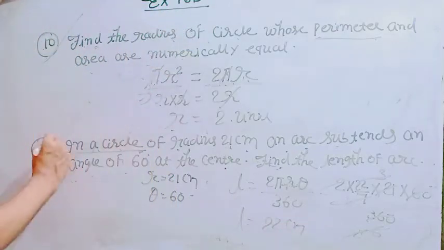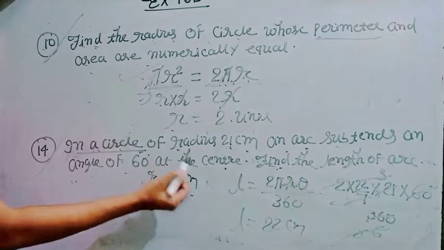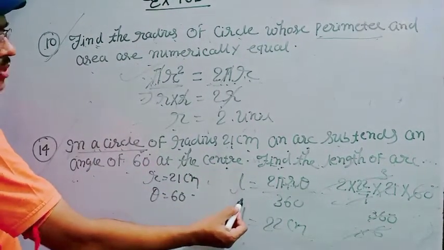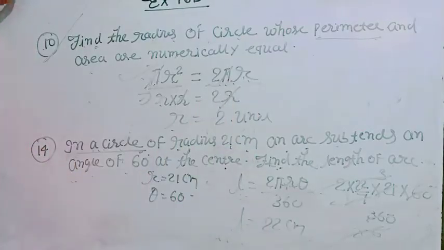So your question is, what is the length of the arc if theta and the radius are given? Then clearly, only use the formula of the length of the arc, that is 2 pi r theta by 360. Then you can find it.